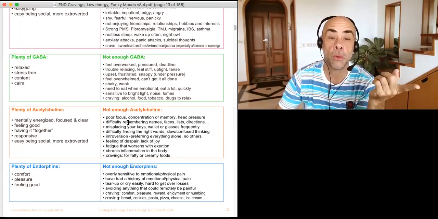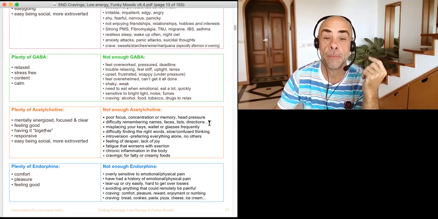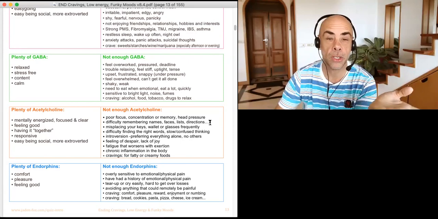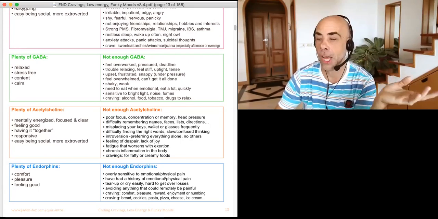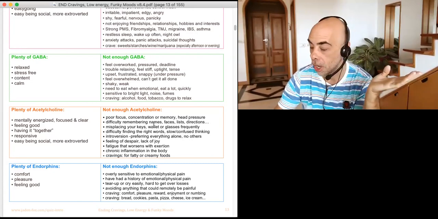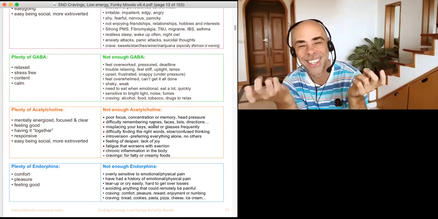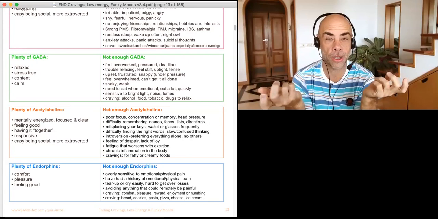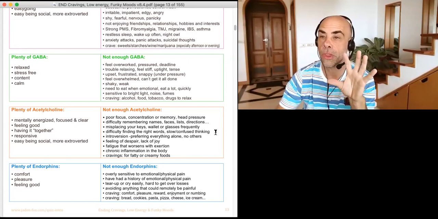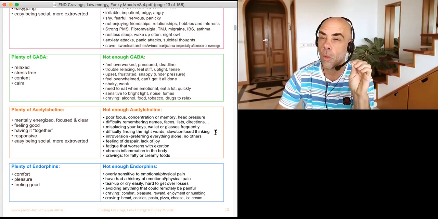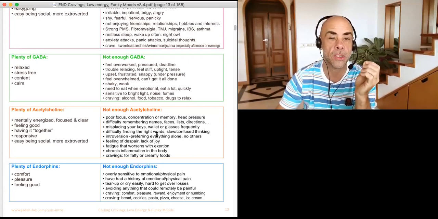If you have difficulty remembering names, faces, lists of things, or directions, that's an indicator. Misplacing keys, wallet, glasses, like you just have no clue where they are and you can have them in your hand. It's bizarre stuff like that. Difficulty finding the right words, or your thinking feels slow, or you just feel confused about things.